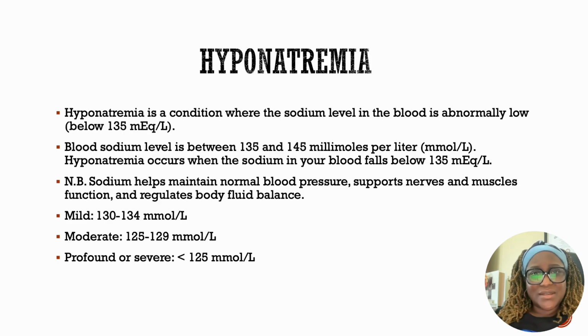Hyponatremia is a condition in which there's a low sodium level in the serum, or rather in the blood levels. The normal level is 135 to 145 millimoles per liter, and we can split it up into three categories. The first one being mild hyponatremia, which usually occurs when the sodium level is between 130 to 134.